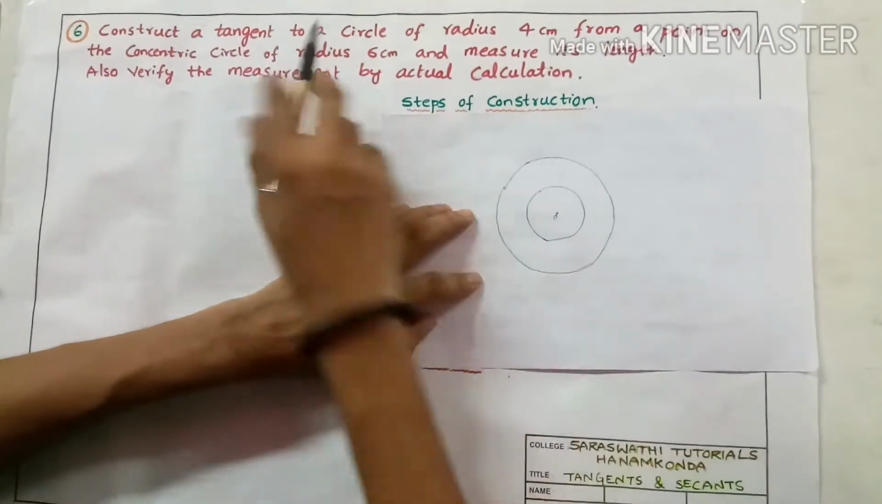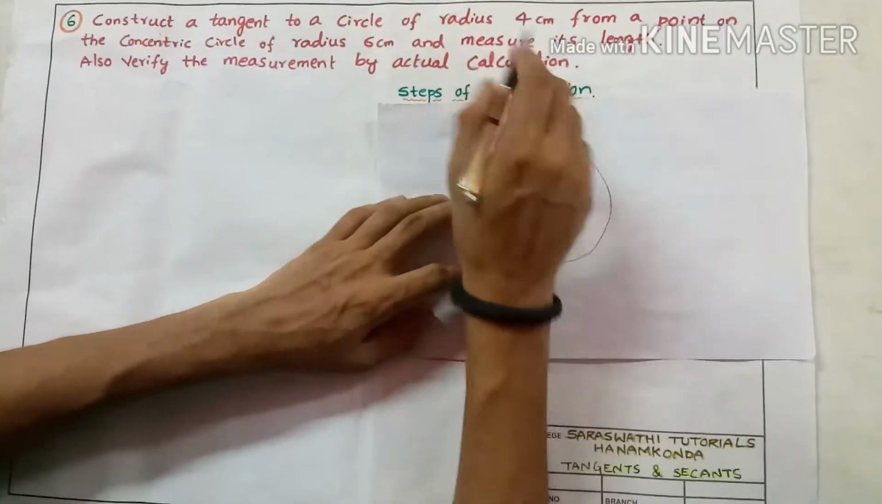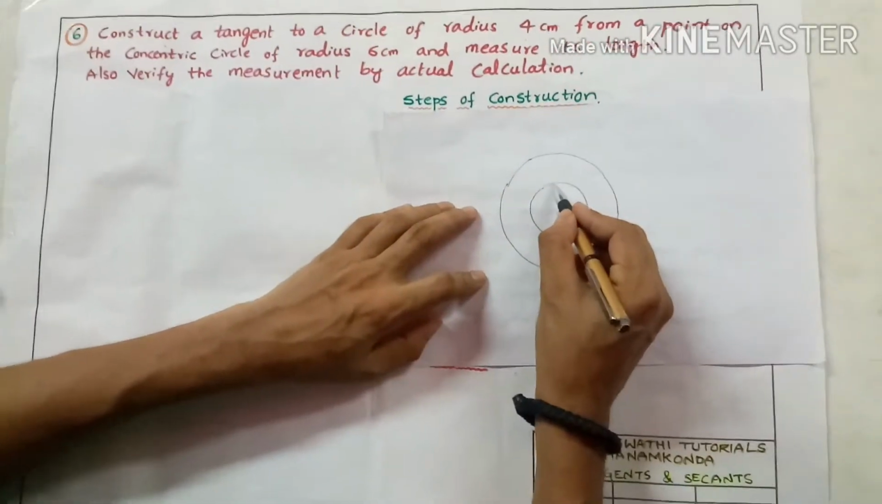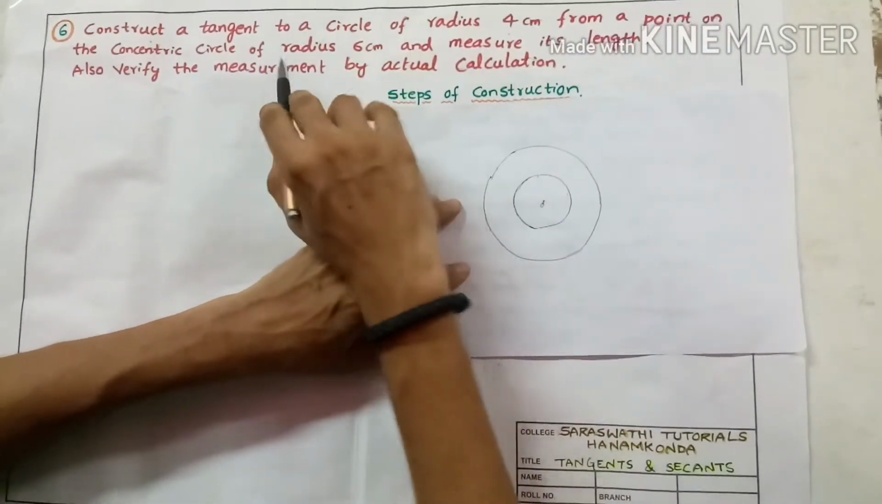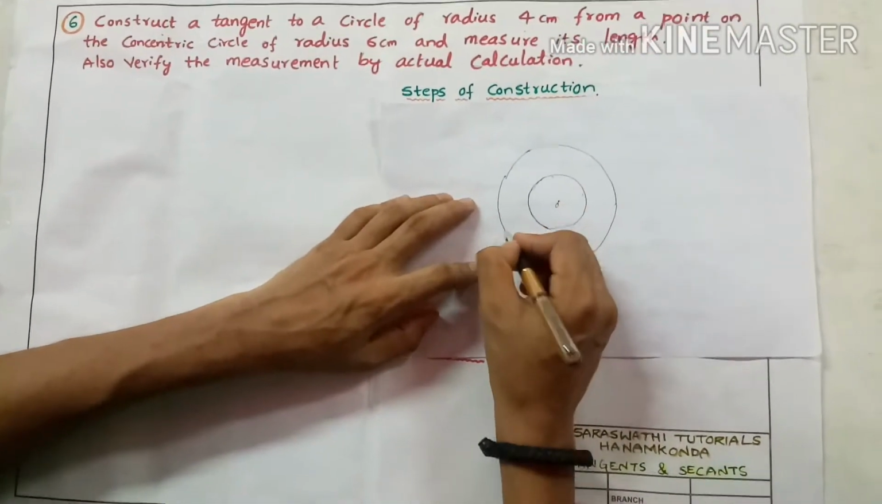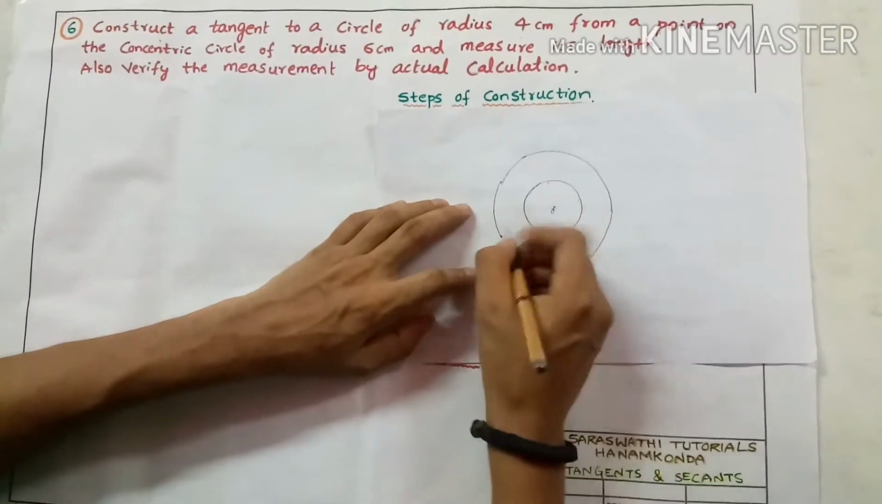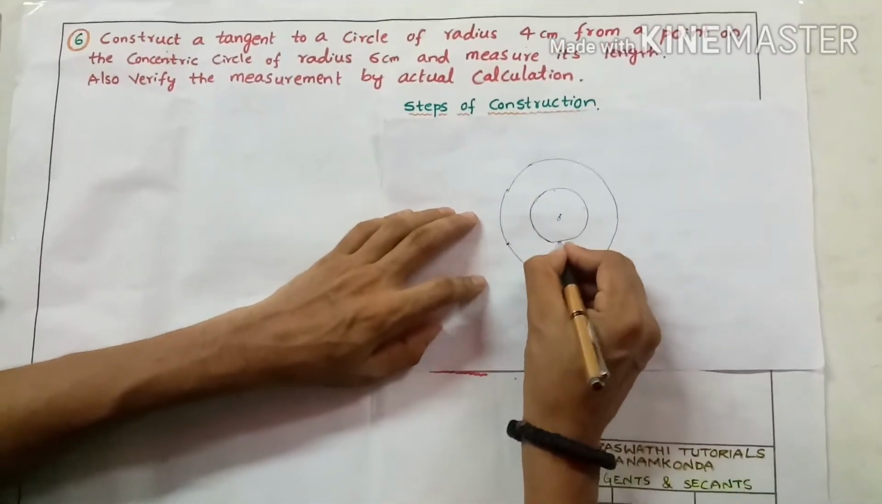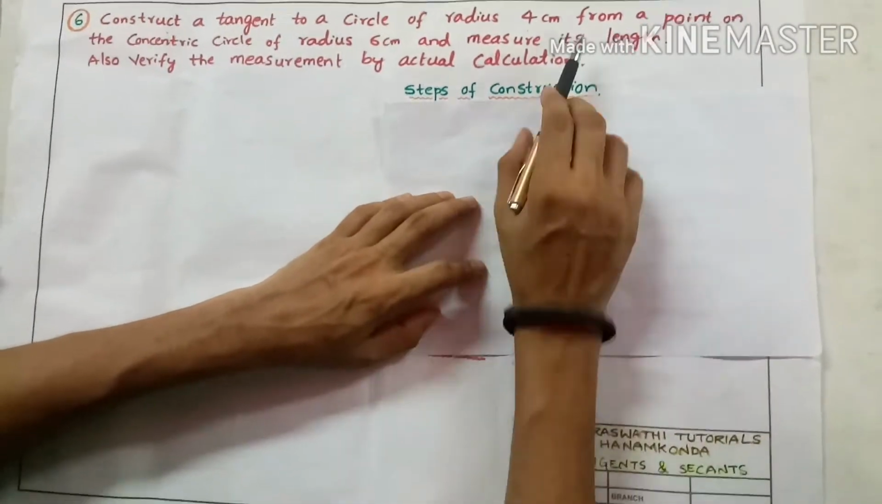According to the question, we have to construct a tangent to the circle of radius 4 centimeters. That means we have to construct a tangent to the smaller circle, from a point on the concentric circle of radius 6 centimeters. That means the tangent must be drawn from a point on the outside circle. The tangent must be drawn to the smaller circle such that it meets the larger circle, and we have to measure its length.